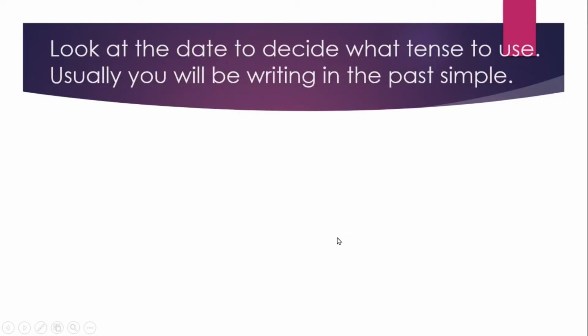So we're going to look at the date. It's very important to decide what tense to use. Usually you're going to be writing in the past simple. There might be some predictions, but generally you're looking at data that's already happened, so most of your writing is going to be in the past simple.